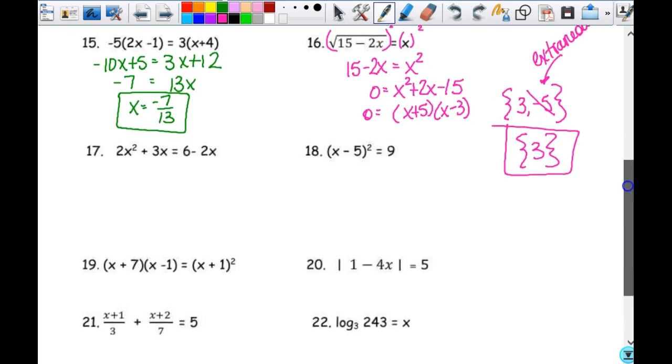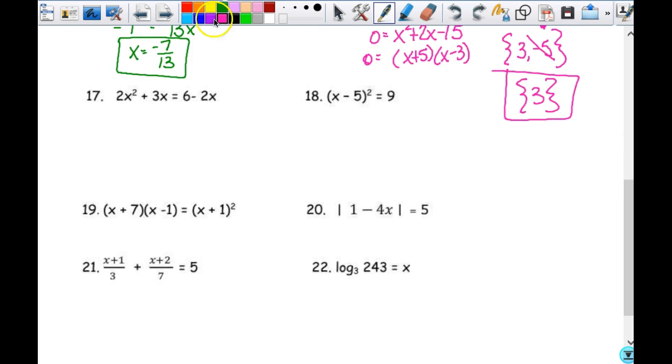Okay. All right, so number 17. Now 2x squared plus 3x equals 6 minus 2x. So again, I have a quadratic, so I'm going to set it equal to 0. So 2x squared plus 5x minus 6 equals 0. When you try and factor this one, it's not going to work. Can't factor it. So the way to do this is with the quadratic formula.